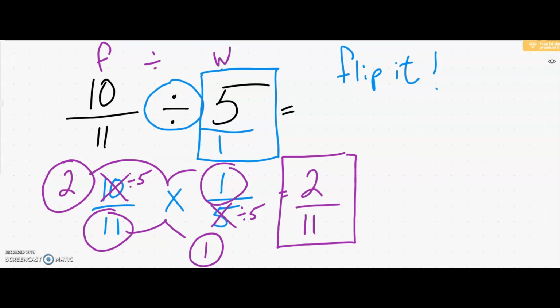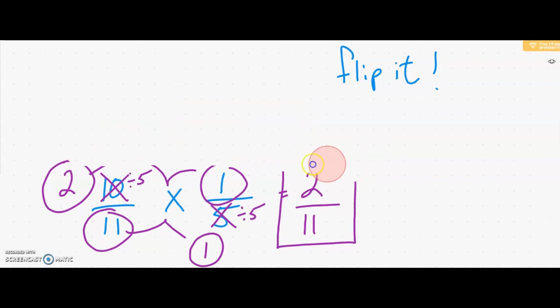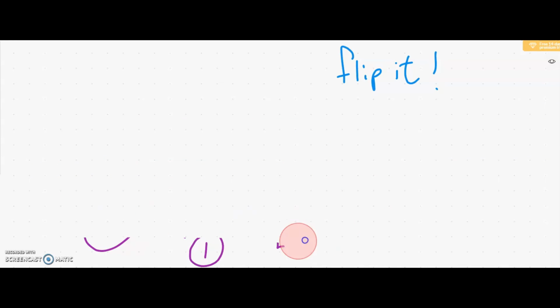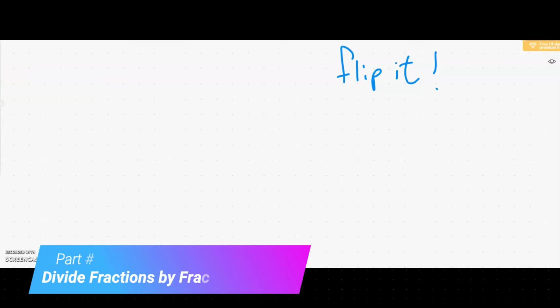Okay, all right, so now we're going to switch gears. Now what we're going to do is I'm going to keep that word flip it up there for you. We're going to now take a fraction and divide a fraction by a fraction. Okay. All right. So let's go back to black. All right, let's get this pen revved up and ready to go. And let me flip my note paper. And I got another problem here saved for you.